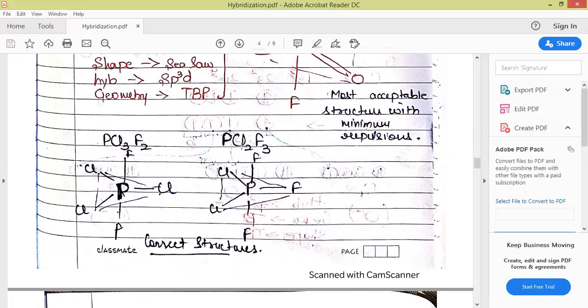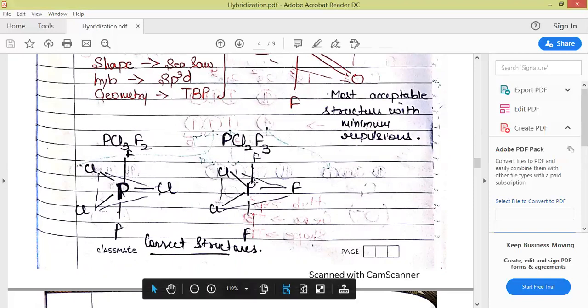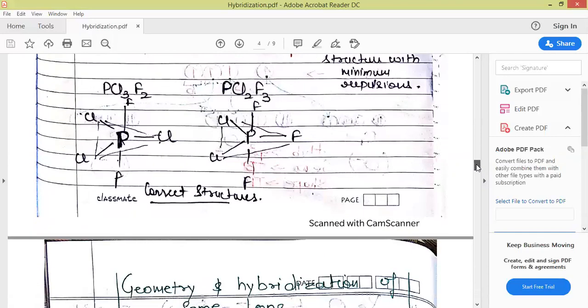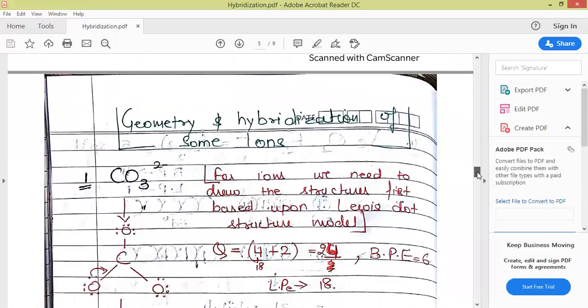Like here, if 3 fluorines are there, the axial positions will be occupied by 2 of the fluorine, and the left out fluorine will occupy the equatorial position, as there is no more axial position left. We cannot draw this molecule as fluorine at equatorial position, fluorine at axial position and 3 fluorines at the equatorial position. So these are the correct structures for these molecules based upon these 2 rules.